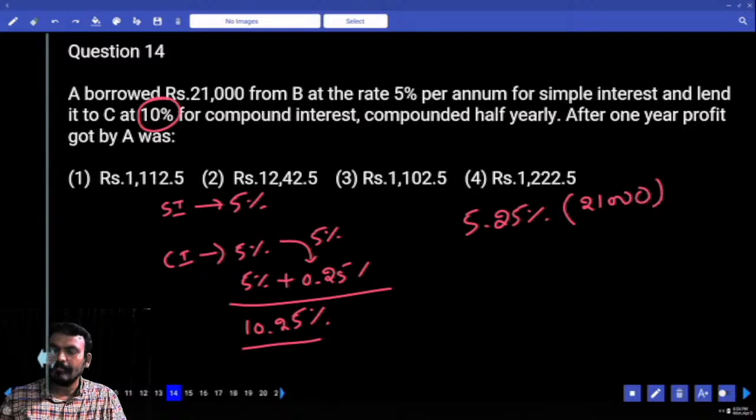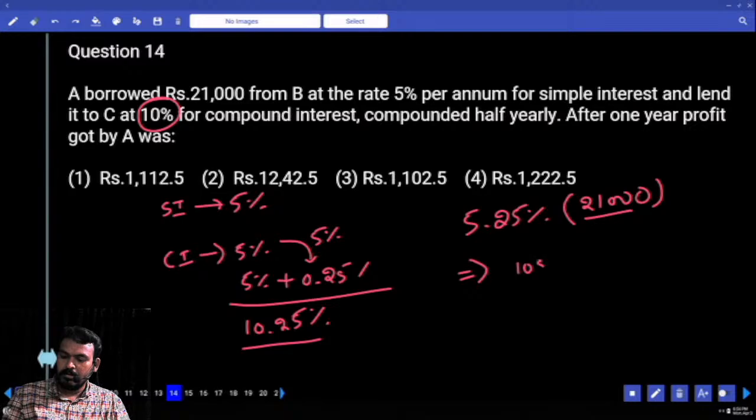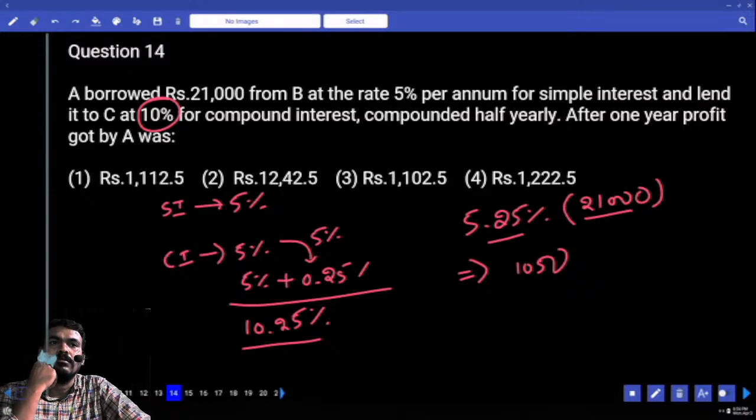21,000. What is the 5% value? 1050. Again, we required which one? 0.25%. We already know the 5% value, then 25% is 5 times of 1050. 5250. 25% is 5250.